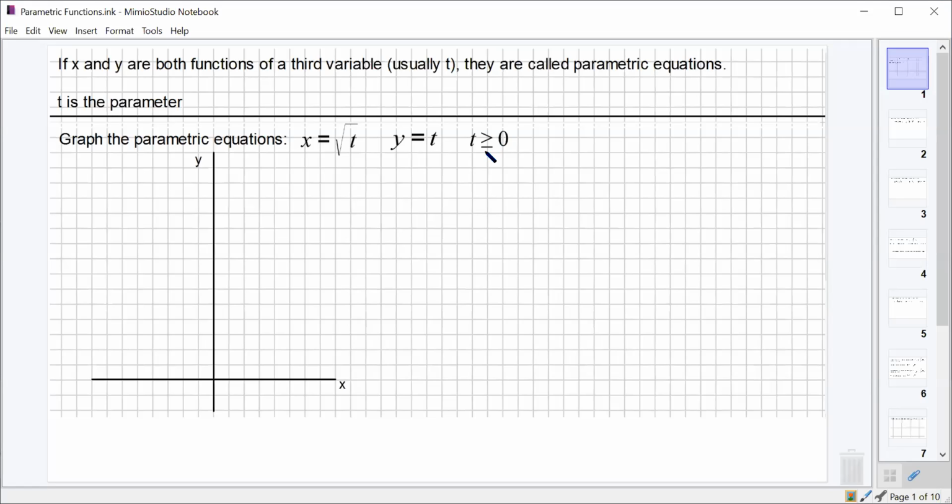So we're going to say for time greater than or equal to 0, the x coordinate of some particle is equal to the square root of t, and the y coordinate of that particle is equal to t. Does that make sense? Or no?